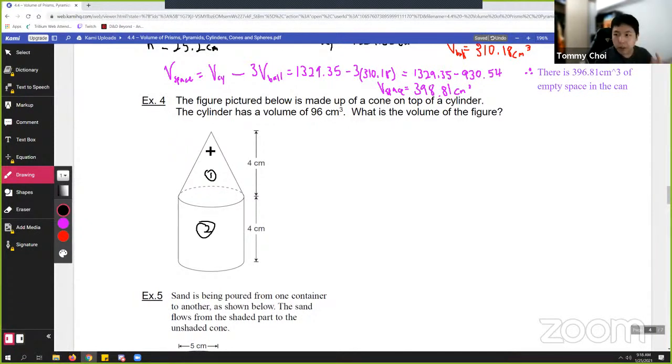Okay, so number the figures that you see, right? The shapes that you see, you should number them. 100% you should number them. And then you work with what you have. Now, it already gives us the volume of the cylinder.